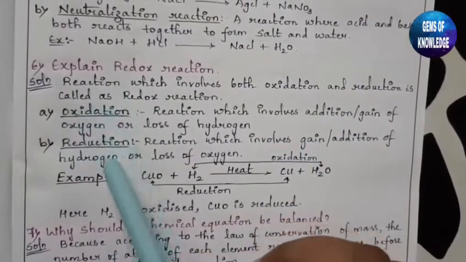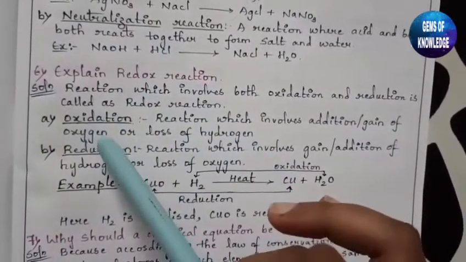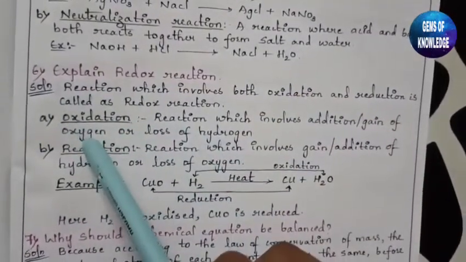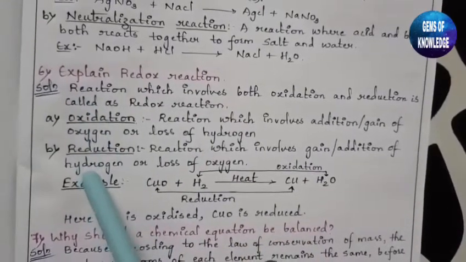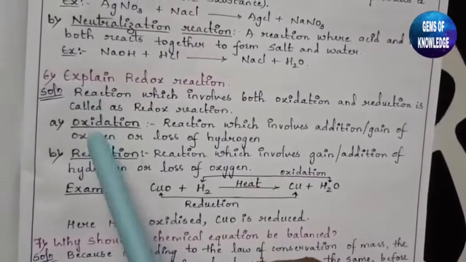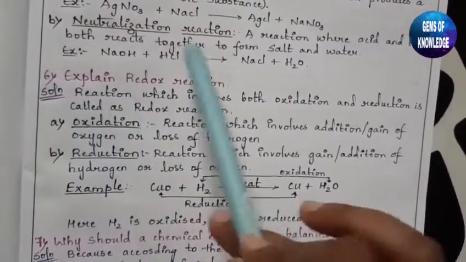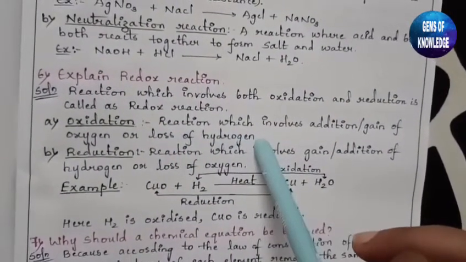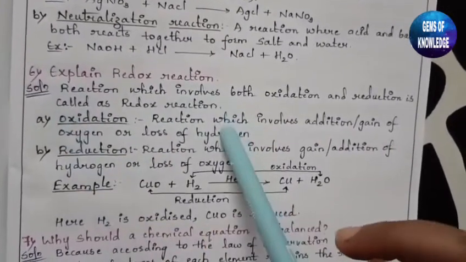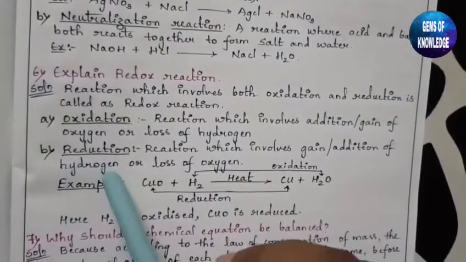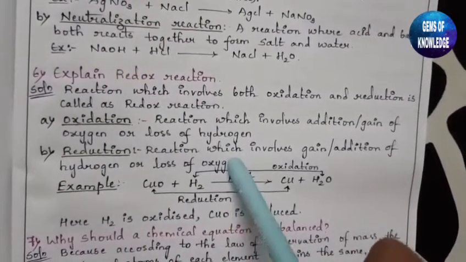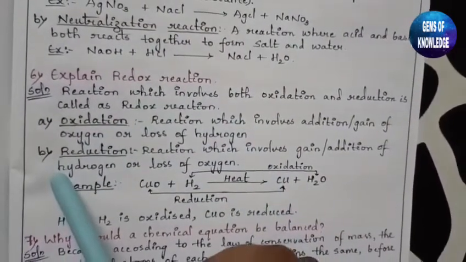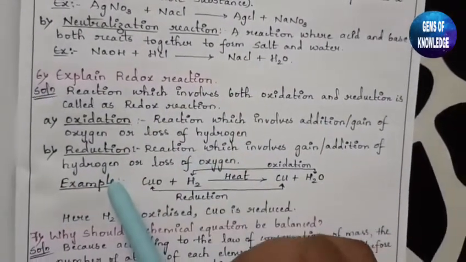So here there are two conditions. You can answer what is oxidation and what is reduction in two ways, based on hydrogen content and based on oxygen content. If you add oxygen, it is oxidation. If you remove oxygen, it is reduction. Similarly, if you are adding oxygen, there will be loss of hydrogen. If you are adding hydrogen, oxygen will be lost. You need to remember it like this: oxidation means adding oxygen, means loss of hydrogen. Reduction means reducing oxygen, means addition of hydrogen.